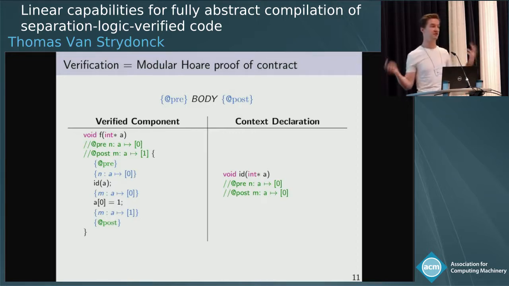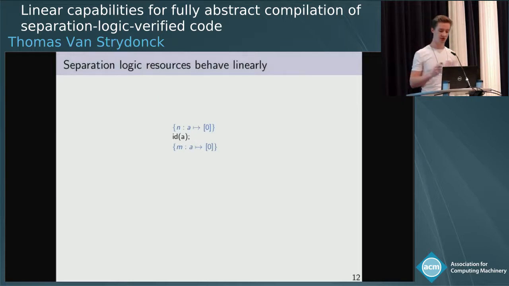So we now have a verified example, and we can take a look at what goes wrong at runtime. Before I get there, though, one important observation we need to make, which is important for this talk at least, is that separation logic resources behave linearly. Now, what do I mean by this?